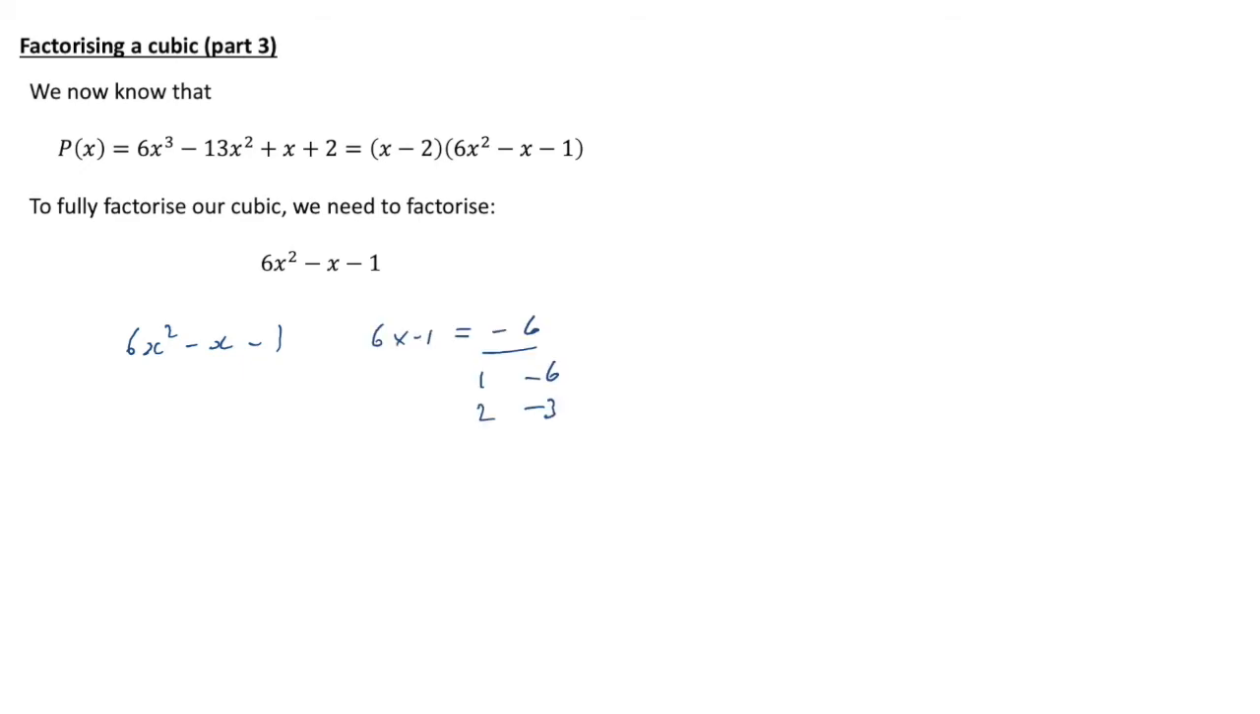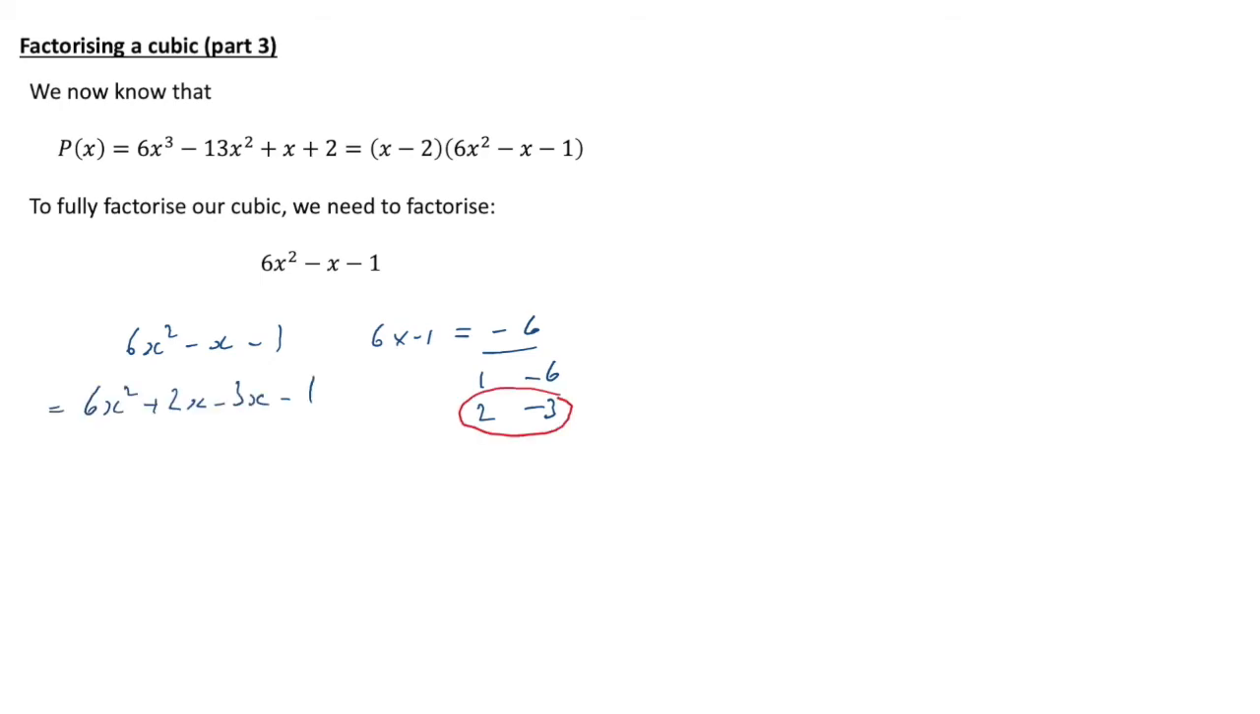A common technique for this would be to times the coefficient of x squared by the constant. So that's going to give us 6 times minus 1 is minus 6. We then look at the pairs that multiply to give us minus 6, and we know that these are going to give us our minus x coefficient, so we need the bigger number to be negative. So we've either got 1 and minus 6 or 2 and minus 3, and we need the pair that adds up to the minus 1 that x is times by, and that is of course 2 and minus 3.